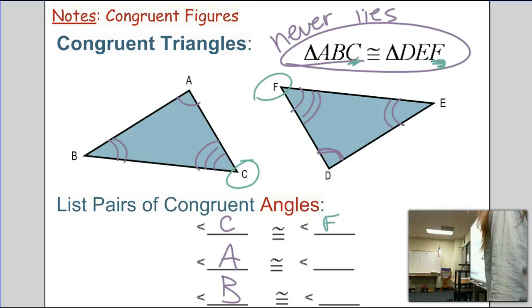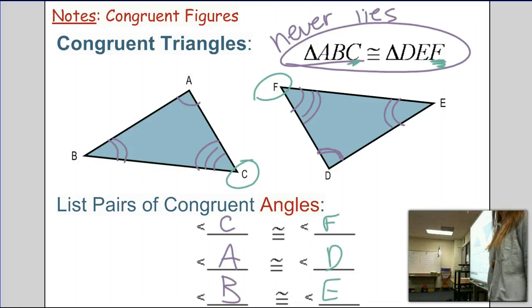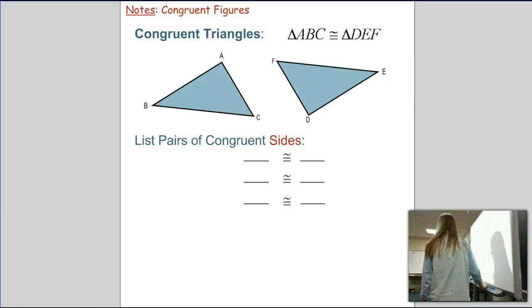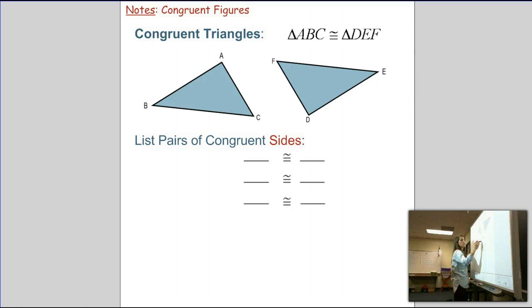Okay, angle A, anybody? D, and angle B, E. Okay, so that's listing corresponding angles. These are corresponding. They go with each other. They match. Now let's try to list corresponding sides. I'm going to list the sides first and then make you list them.